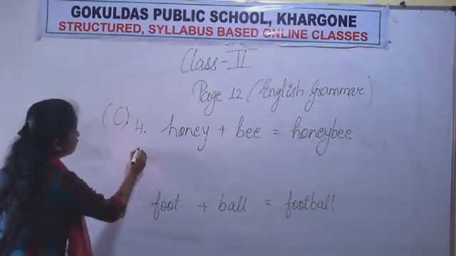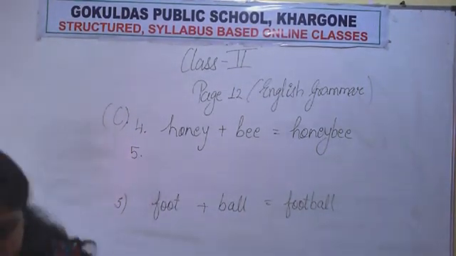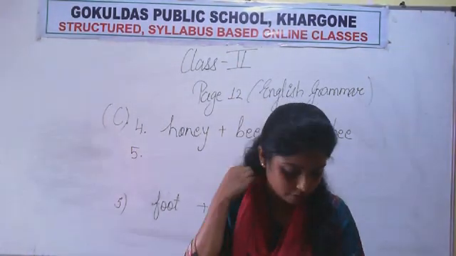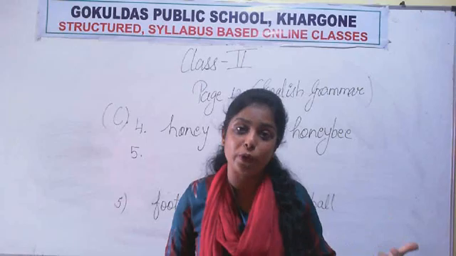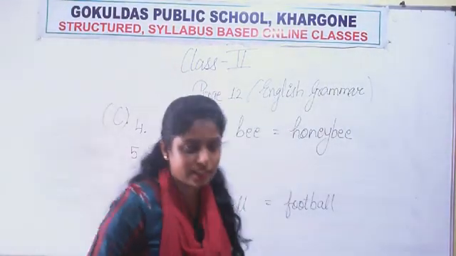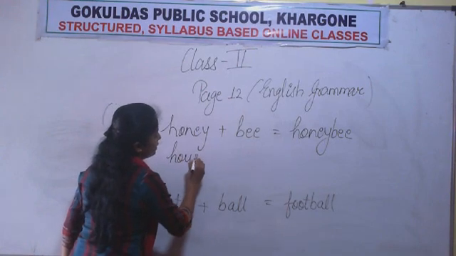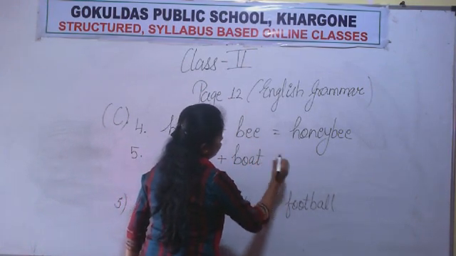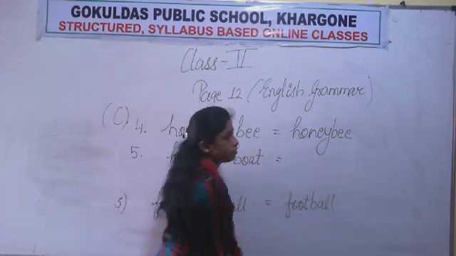Then number 5. A house is there on number 5. First picture is of a house and the second picture is of a boat. So what is it? House plus boat. Do it yourself.